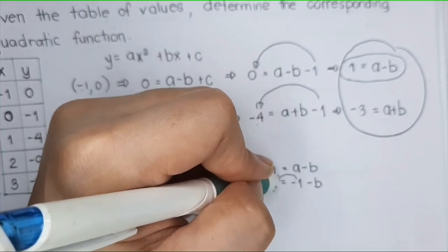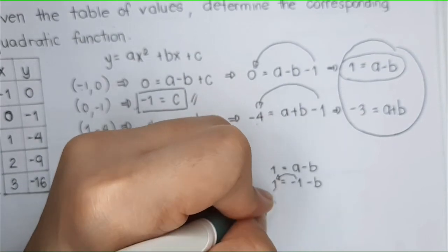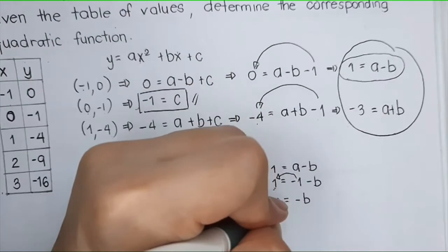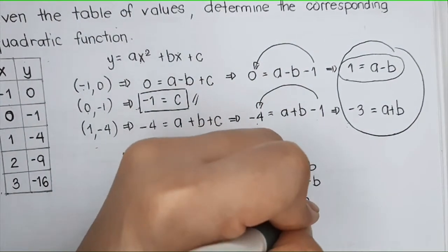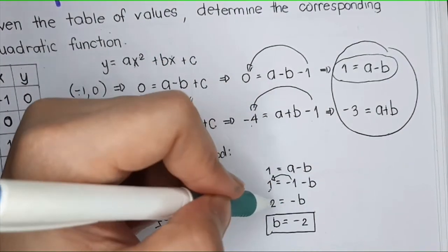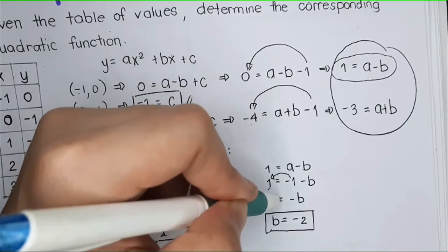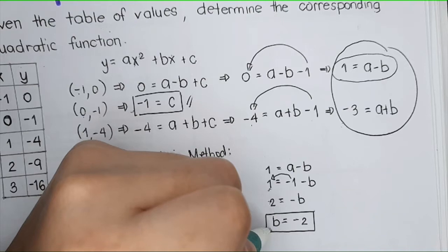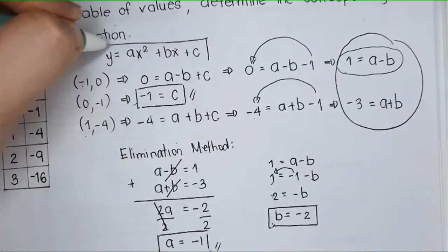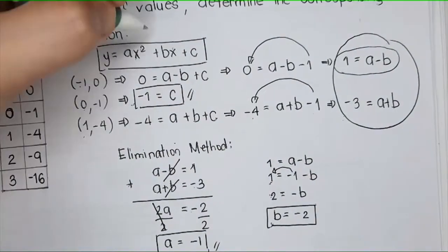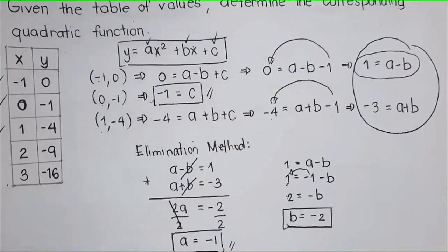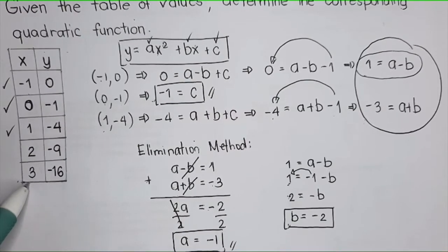Transpose this to the other side. You will get 1 plus 1, you'll get 2 equals negative B. Dividing both sides by negative 1, what is the value of B? Negative 2. Okay? Or multiply both sides by negative 1. You will get negative 2 equals positive B, or B equals negative 2. Ayan, kompleto na. So, itong y equals ax squared plus bx plus c, papalitan nyo lang yung value ni a, ni b, and c. That will be the corresponding quadratic function to this table of values.